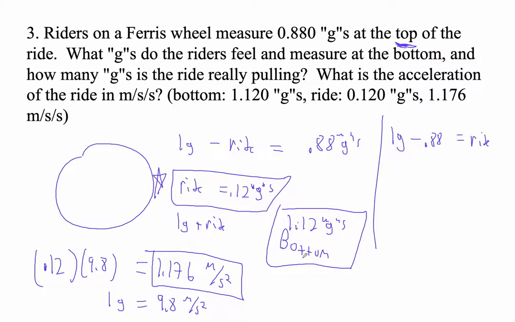All right. Did we answer everything? What g's do the riders feel measure at the bottom? Okay, we did that, 1.12. What is the ride really pulling? 0.12. What is the acceleration in meters per second squared? Okay. Yeah, we got it. All right.